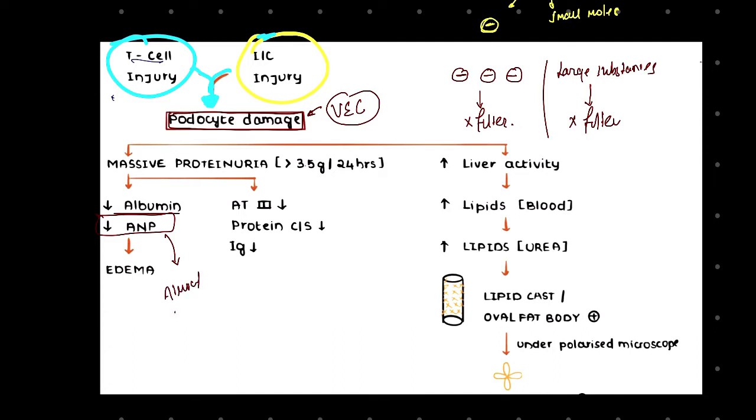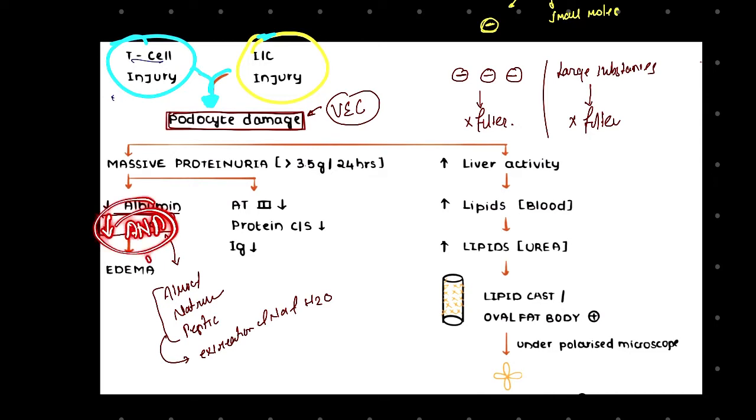Atrial natriuretic peptide. Now what is the function? The normal function of this atrial natriuretic peptide is that it helps in excretion of sodium and water. So if there will be excessive loss of this ANP, then what will happen? There will be less excretion of sodium and water. That means they will be accumulated in our tissues, right? So what will happen? There will be the condition of edema.